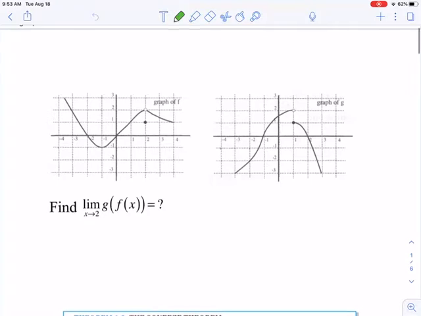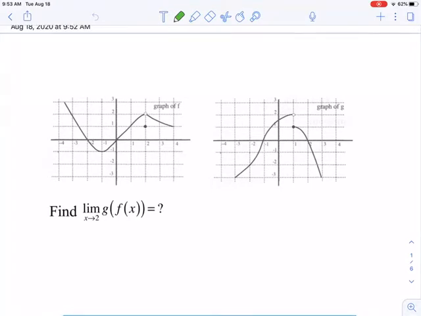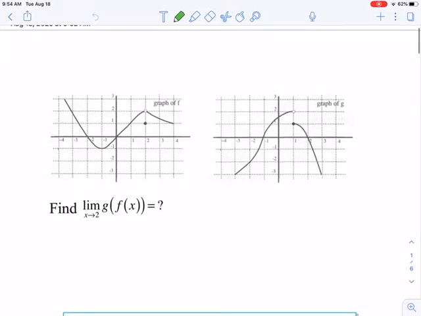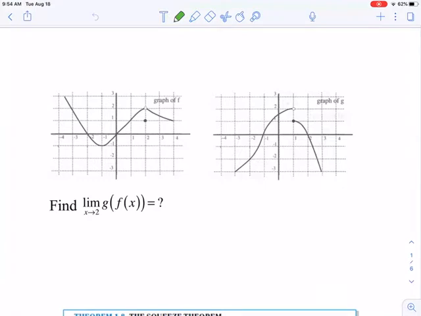Okay, welcome to another day of AP Calculus. What I'm going to go ahead and have you do is work on this warm-up problem for a couple moments.